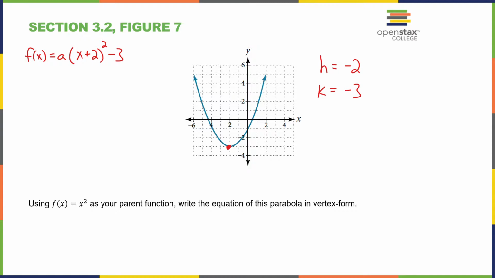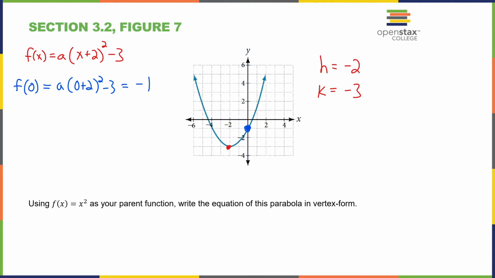Now again, I need to find my a value though. So let's go ahead and pick out a point that is on our graph. We like points that involve 0 when possible. So I'm going to pick this point right here, which is going to be 0, negative 1. Okay, so I'm going to say f of 0, a times 0 plus 2 squared minus 3, should equal negative 1.